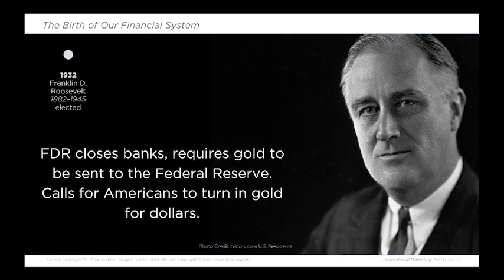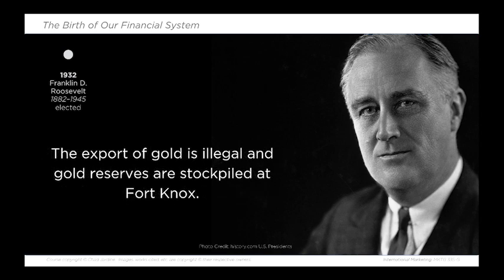So FDR steps in. He immediately closes all the banks and sends out an order that banks are to return their gold reserves to the Federal Reserve. At the same time, he issues a patriotic call to all Americans to turn in the gold that they redeemed for U.S. dollars. In addition to that, it becomes illegal to export gold outside the country. All of the gold that is redeemed from the banks is stored and stockpiled at Fort Knox.